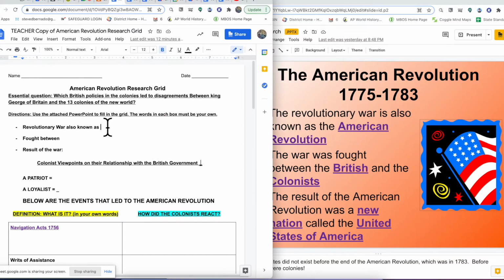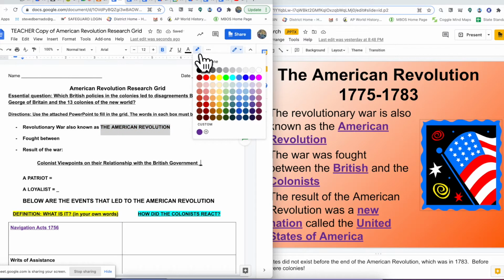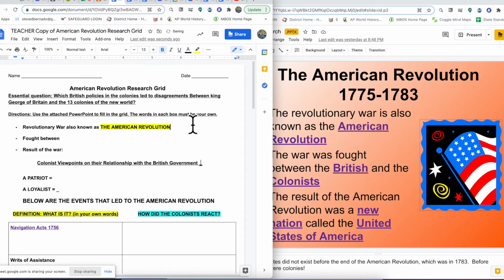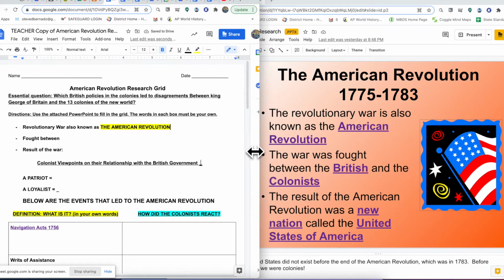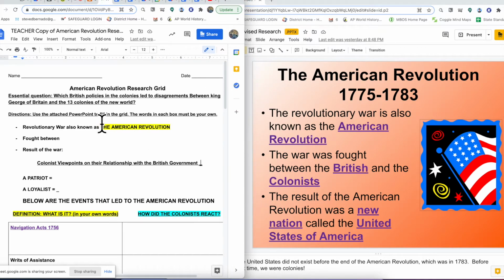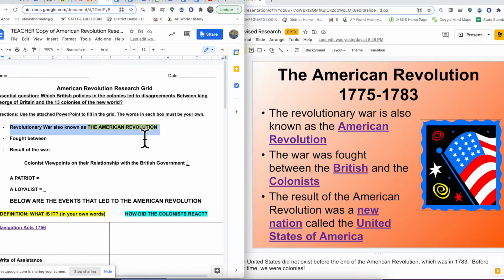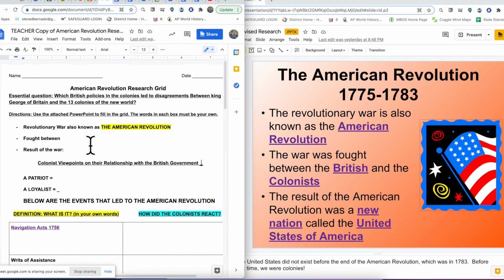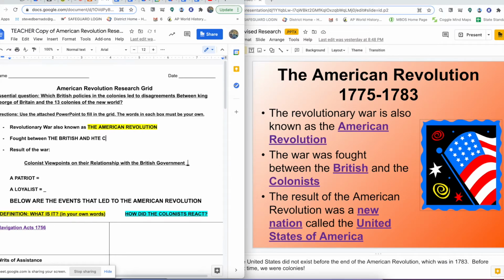Everybody come back to the left-hand side. The American Revolution. Okay, so follow me. You don't have to highlight. I'm highlighting to show you where we are. So the Revolutionary War was also known as the American Revolution. Simple enough, and we know this. The war, on the right-hand side, was fought between the British and the colonists. These are the very basic facts we need to know.